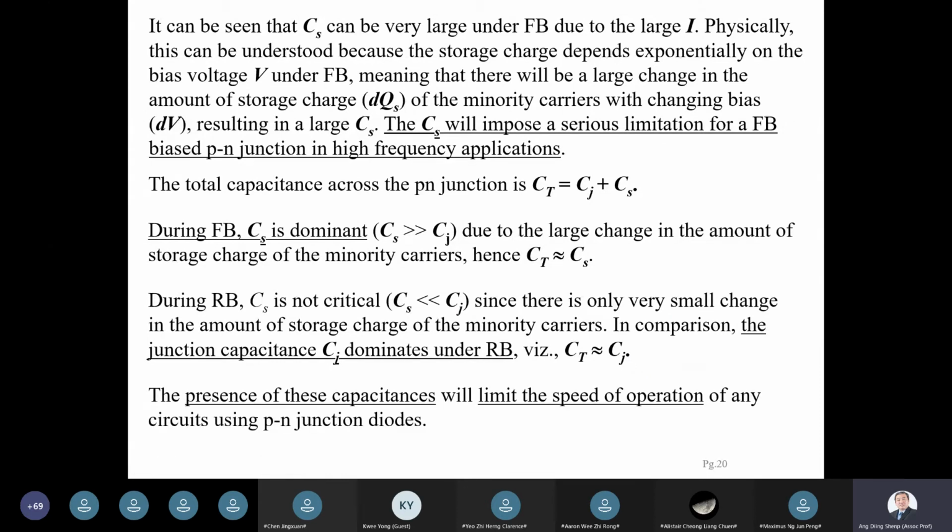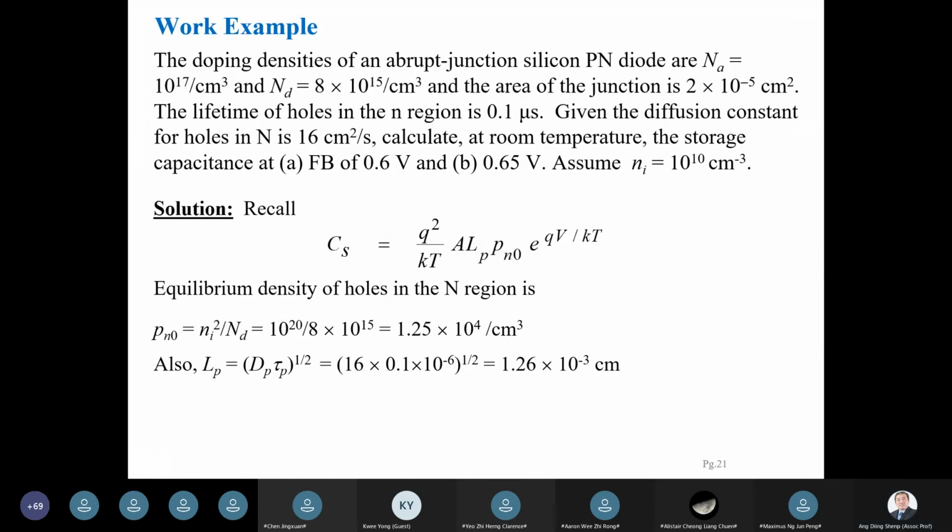Now, as mentioned many times, the presence of these capacitances will limit the operation of any circuit using a PN junction diode, because the PN junction diode themselves need time to respond to the external changing electrical signal due to the presence of these capacitors. Let's do a simple worked example to get a feel of the order of magnitude of storage capacitance. Let's use the same PN junction as we used for the junction capacitance. So the doping concentrations are unchanged, and the area of the diode is also the same.